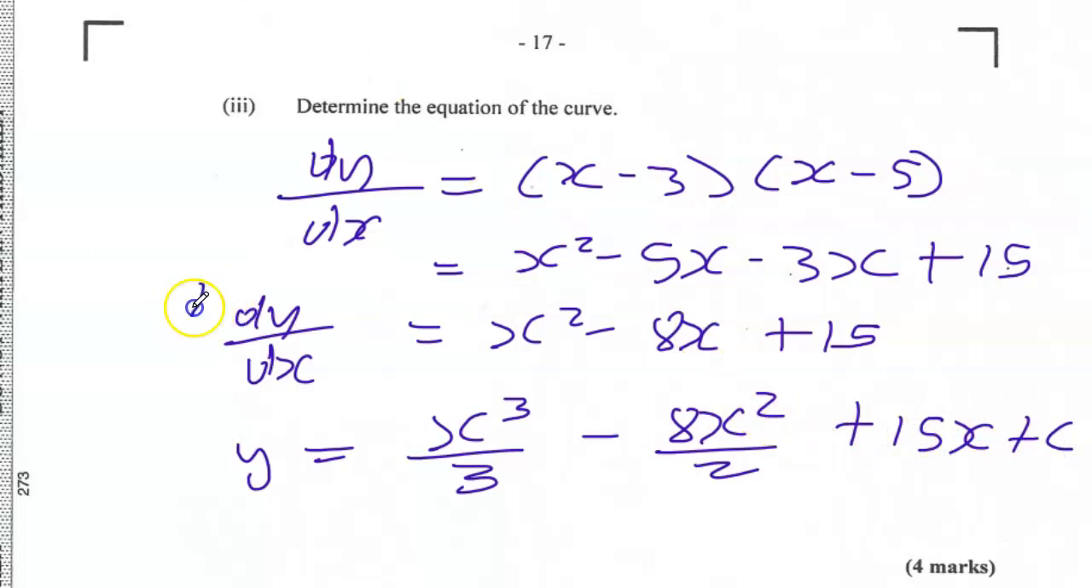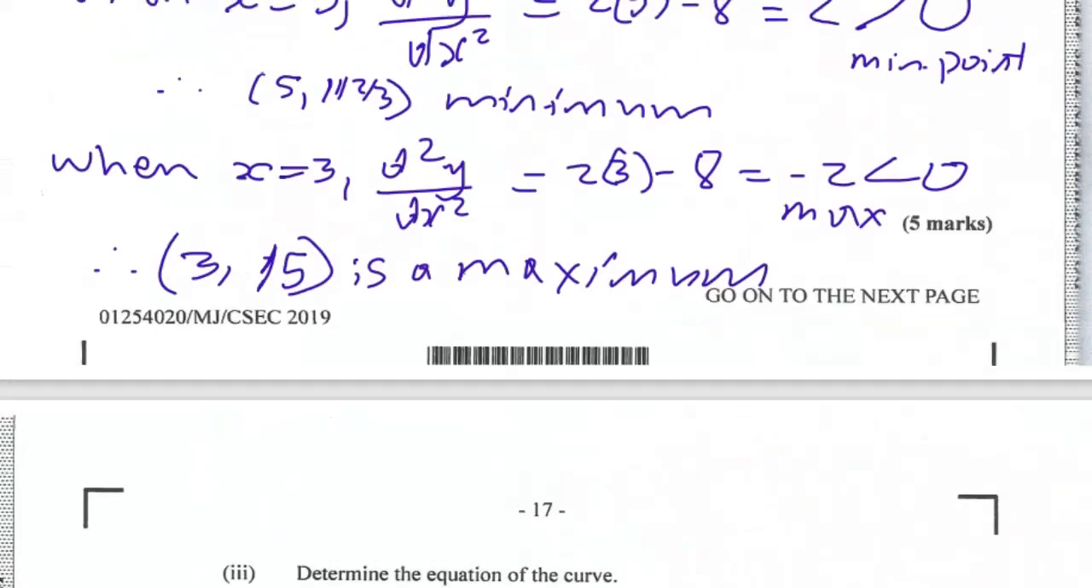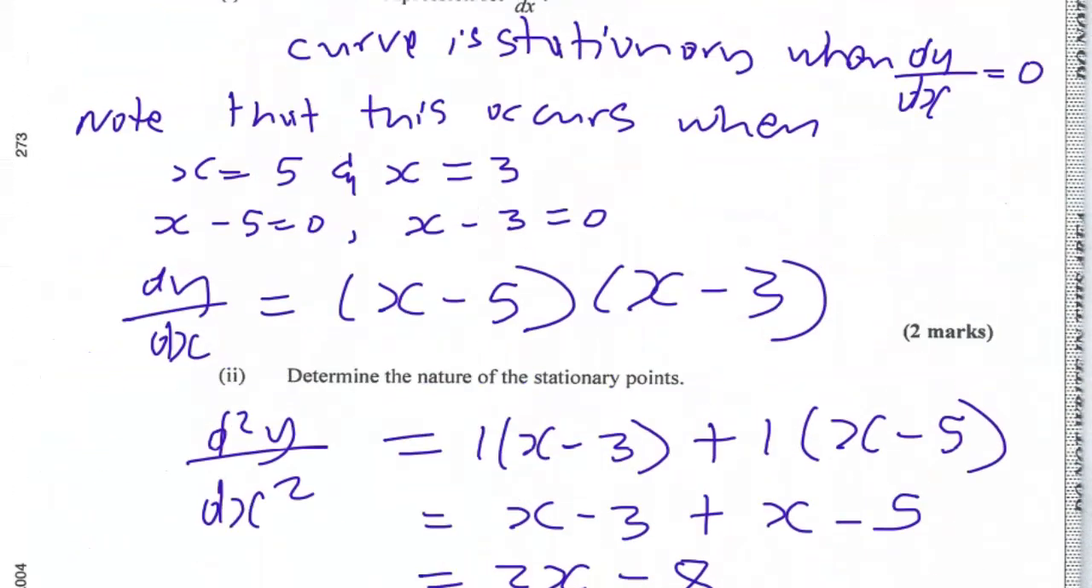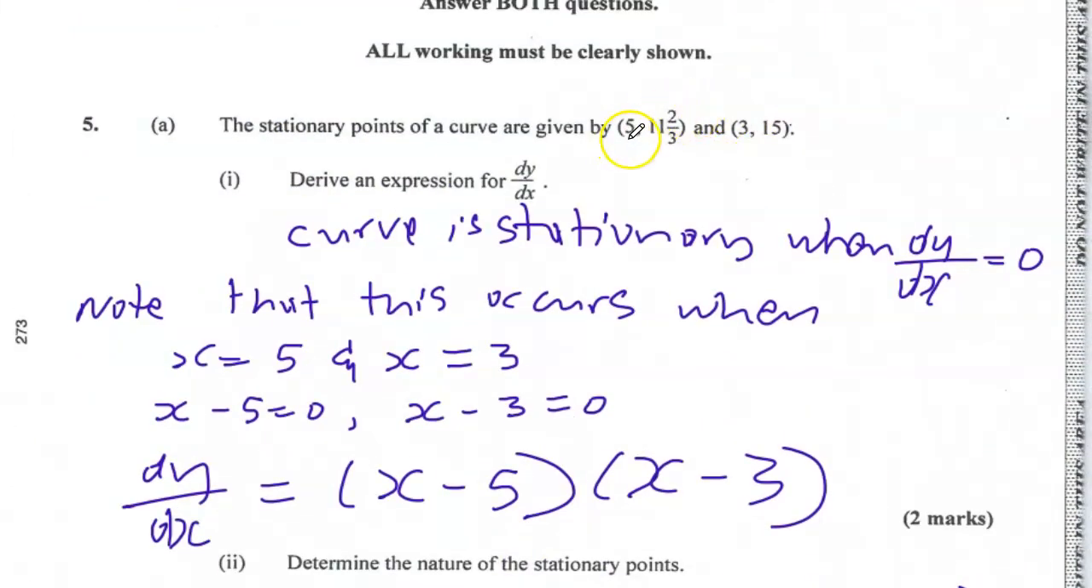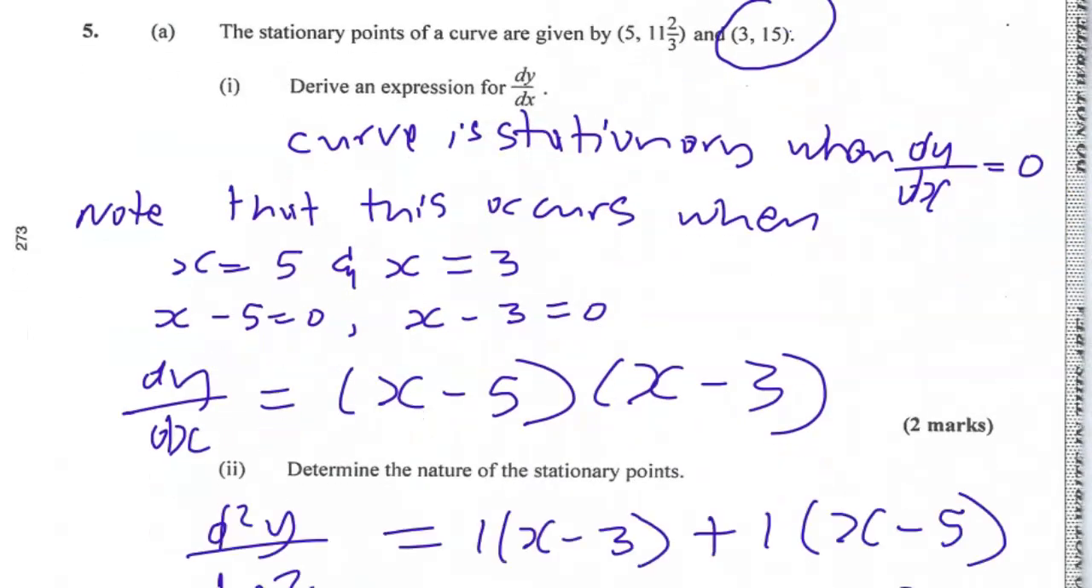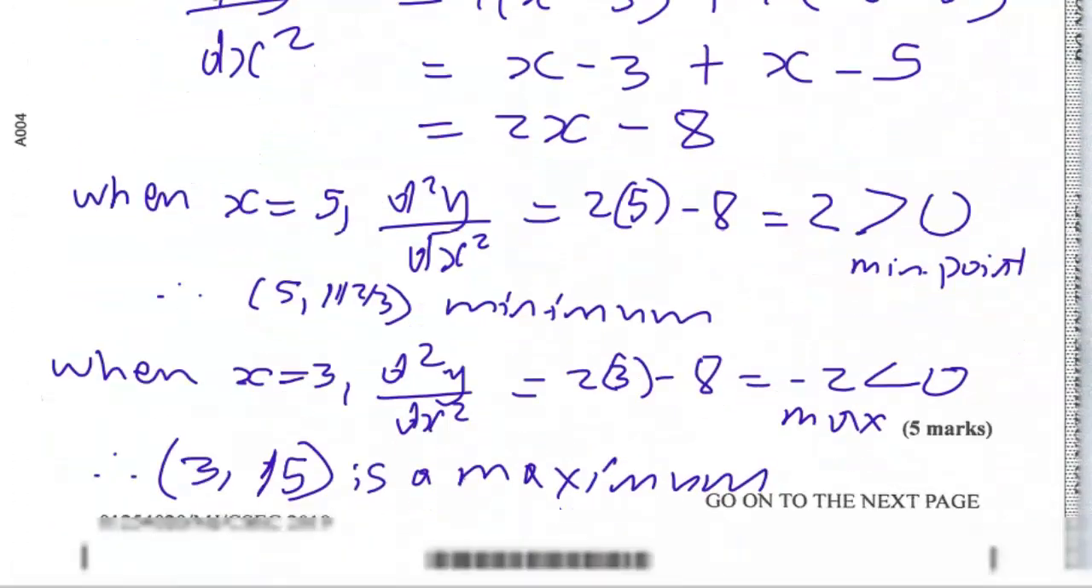So we integrate dy by dx to get y, and of course we integrate with respect to x. Now we need to find the value of c. You'll remember that we were told that these 2 points were on the curve. So we can substitute, let's choose (3, 15). Since it lies on the curve, we can use it to get the value of c.